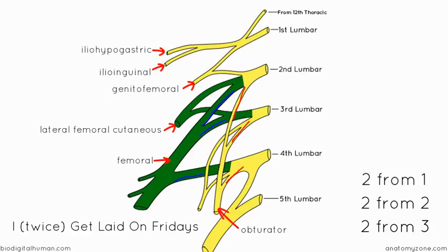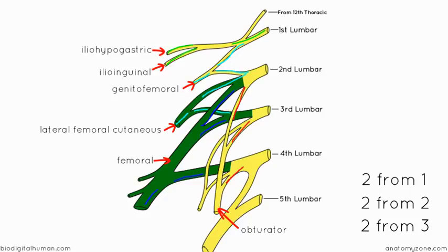So just to reiterate, we've got 2 nerves from 1 root. We've got the iliohypogastric and the ilioinguinal nerve coming from the first lumbar nerve. We've got 2 nerves coming from 2 roots, so we've got the genitofemoral nerve coming from the first lumbar nerve and the second lumbar nerve, and we've got the lateral cutaneous nerve of the thigh coming from the second lumbar nerve and the third lumbar nerve.